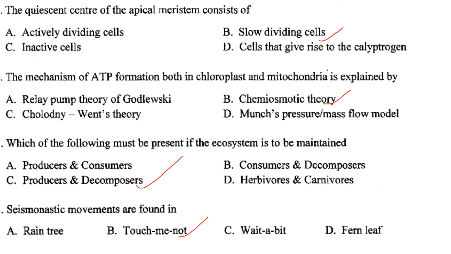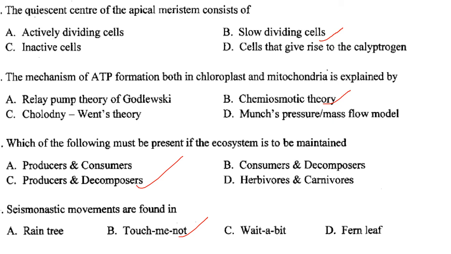The next one. The quiescent center of the apical meristem consists of. They consist of slow dividing cells. Answer is option B. The mechanism of ATP formation both in chloroplast and mitochondria is explained by chemiosmotic theory. Answer is option B. Which of the following must be present if the ecosystem is to be maintained? So producers and decomposers have to be there if the ecosystem has to be maintained.